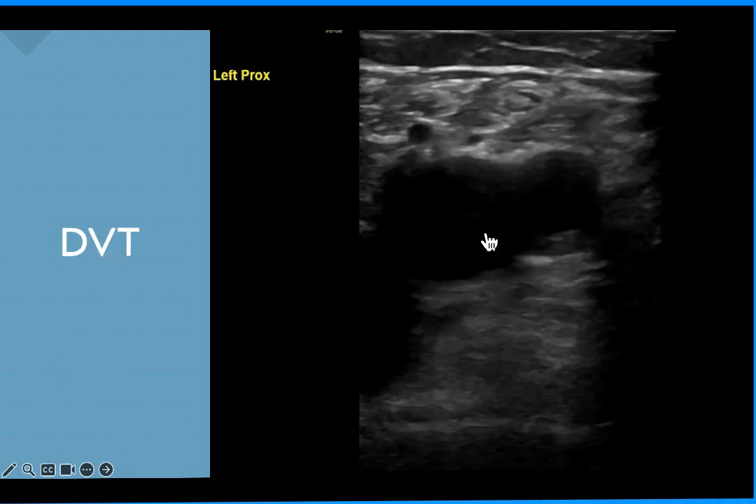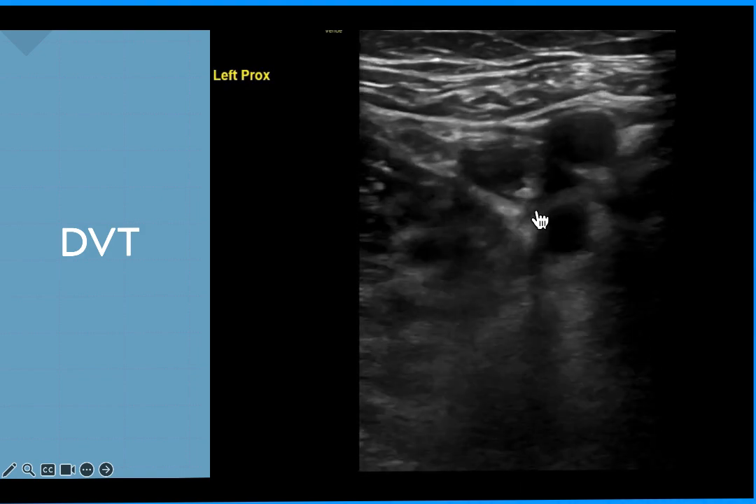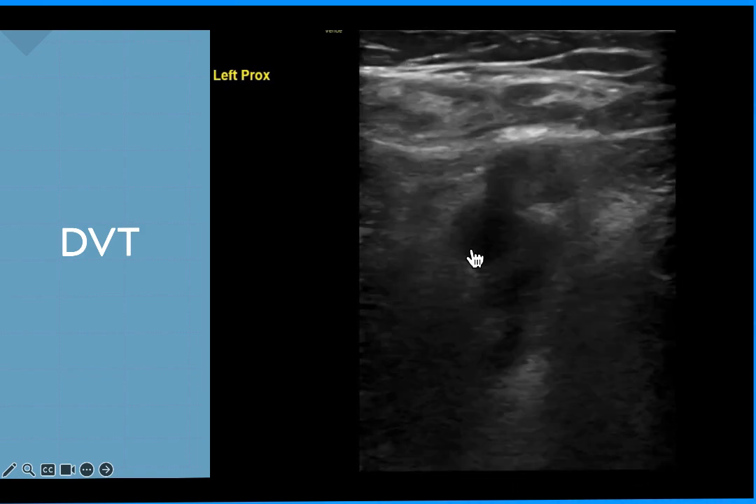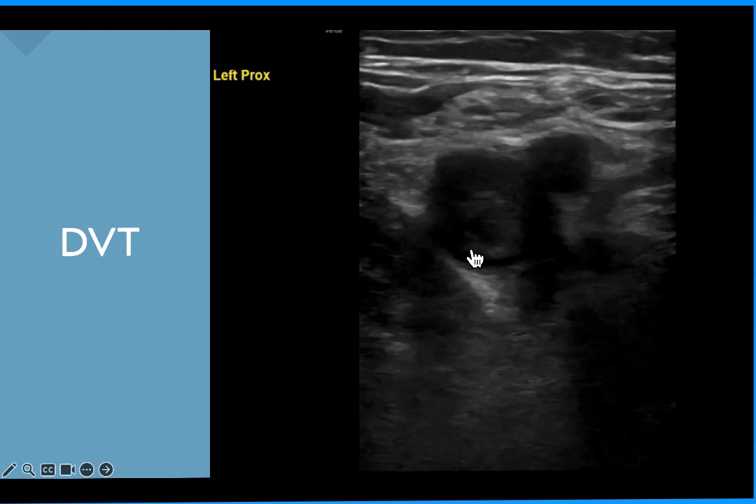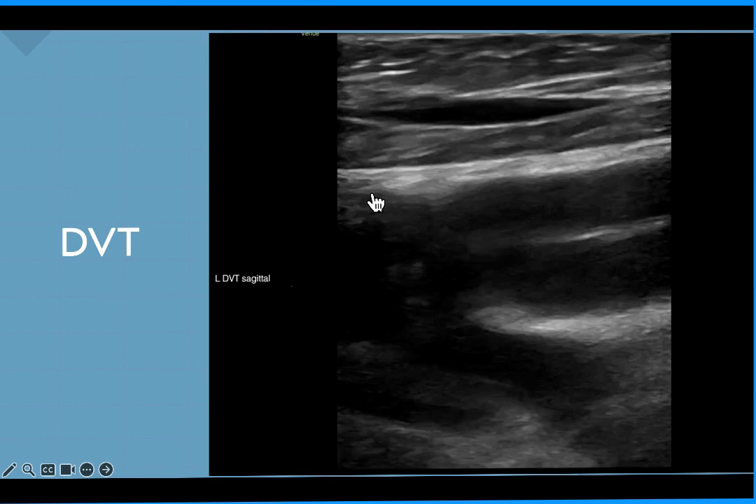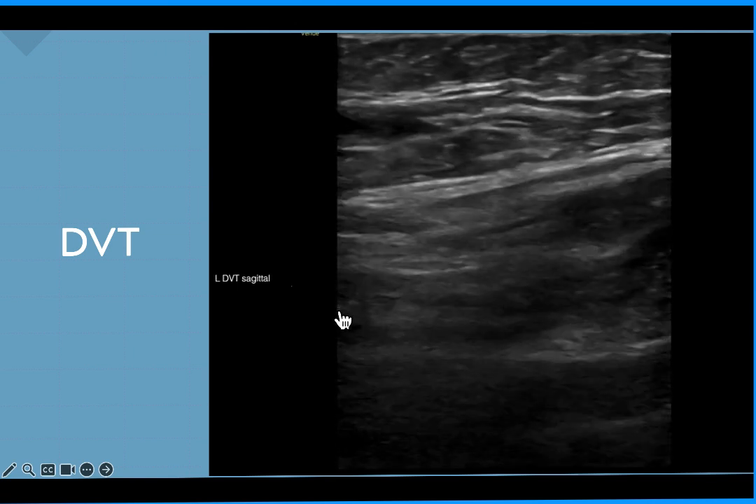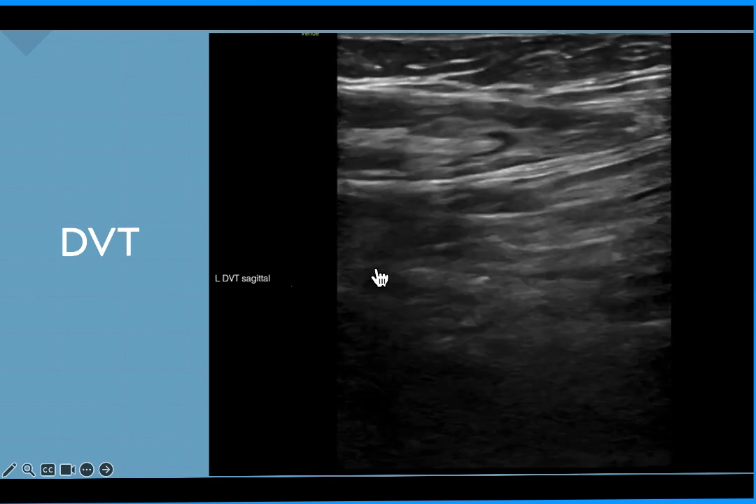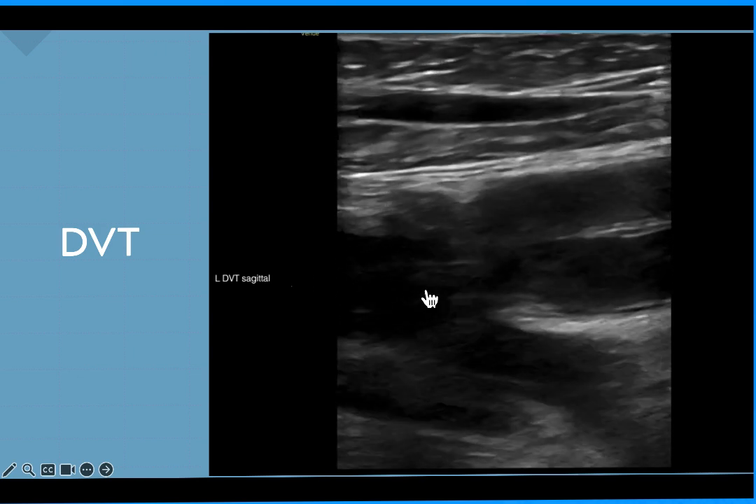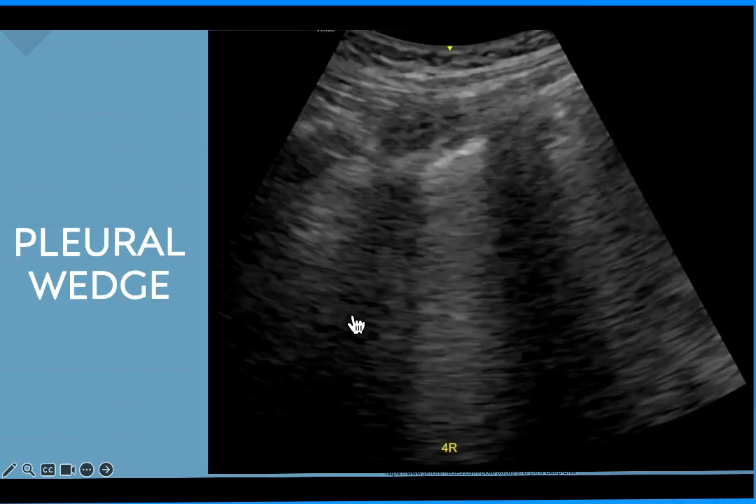So we then proceed to do a DVT scan. And we're seeing something right here in the vessel. The vessel does not compress. The walls of the vein are not touching. All right. You then turn it sagittal, and you're still seeing something in the vein, which is why the walls are not touching.